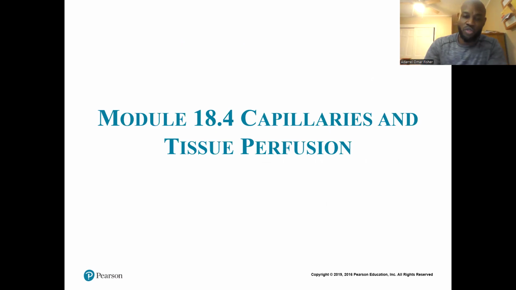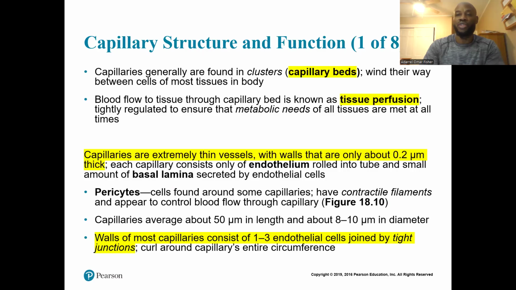All right, capillaries and tissue perfusion. Let's go through this. Capillaries generally are found in clusters called capillary beds. Blood flow to the tissue through the capillary bed is known as tissue perfusion. This is how we get the gases and nutrients to the tissues. Capillaries are extremely thin vessels, with walls only 0.2 micrometers thick, consisting of endothelium and a small amount of basal lamina. You also have pericytes, which are cells found around some capillaries and contain contractile filaments, which can control the blood flow in the capillary.